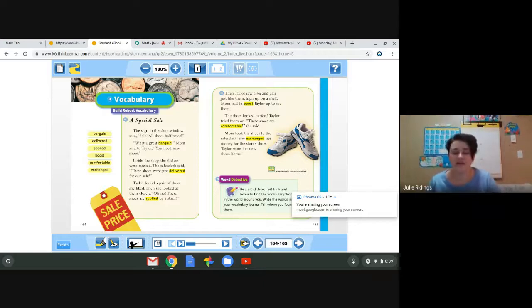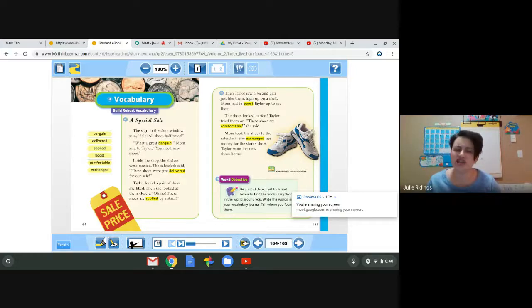Boost. If you can't reach something on the top shelf and you need a boost, what do you think boost could mean? Think about babies when they go to a restaurant. They say, do you want a booster seat? What does that seat do? Lift them up. Good. A boost lifts up. Comfortable. We all know what comfortable means. Hopefully at home right now, you're not in your uniform. You're in your comfy clothes. Comfortable, meaning you are feeling good.